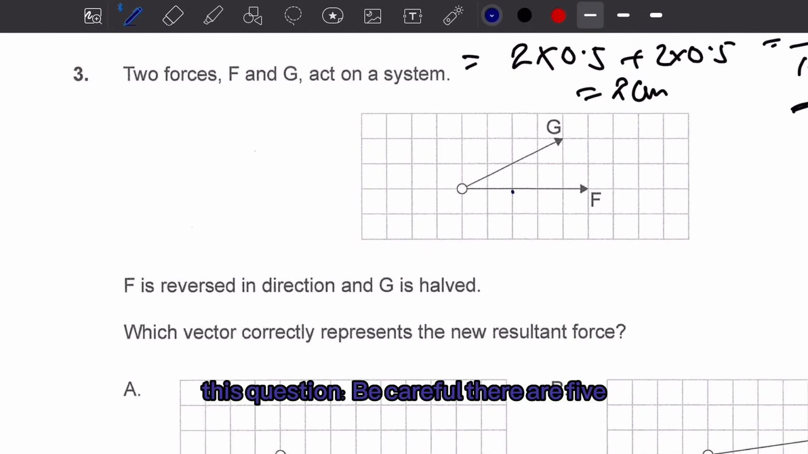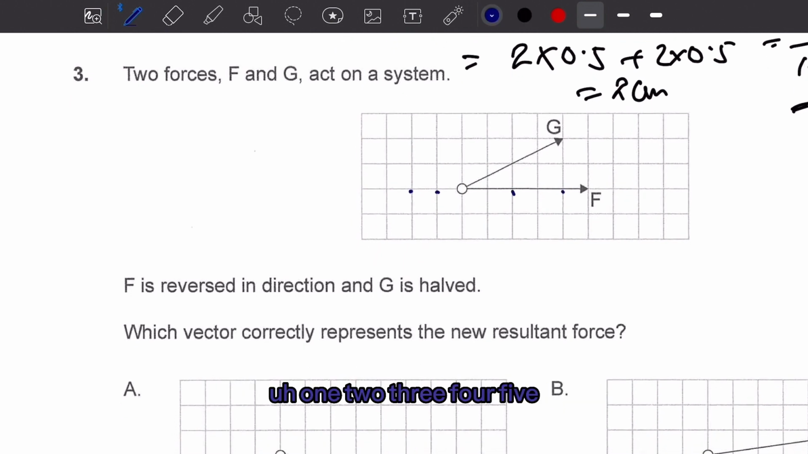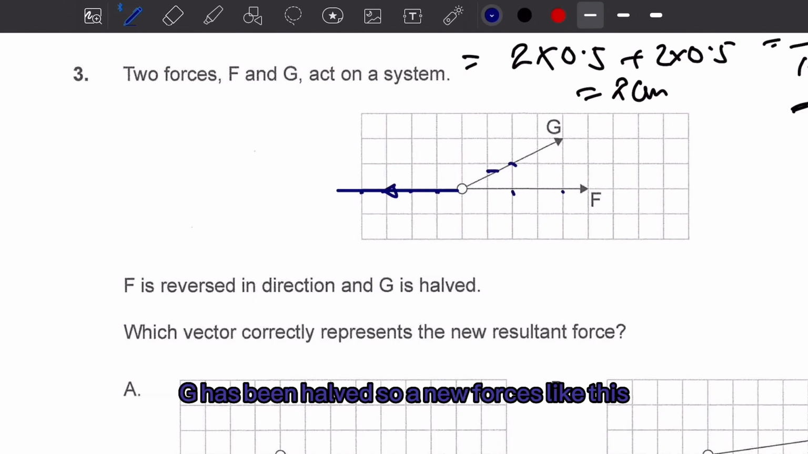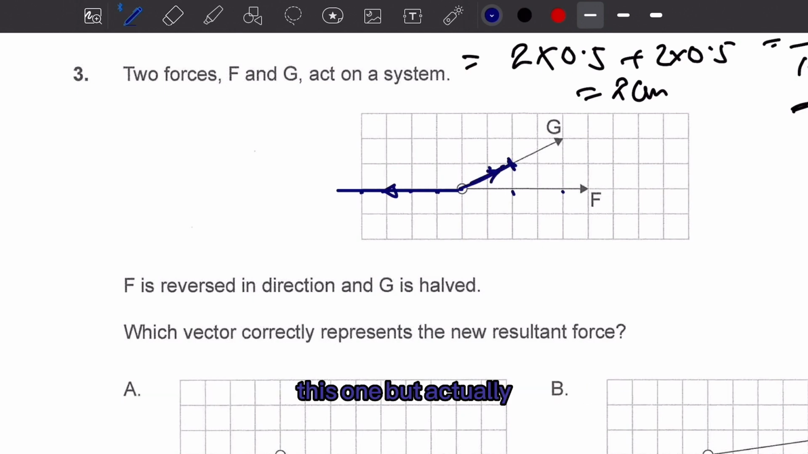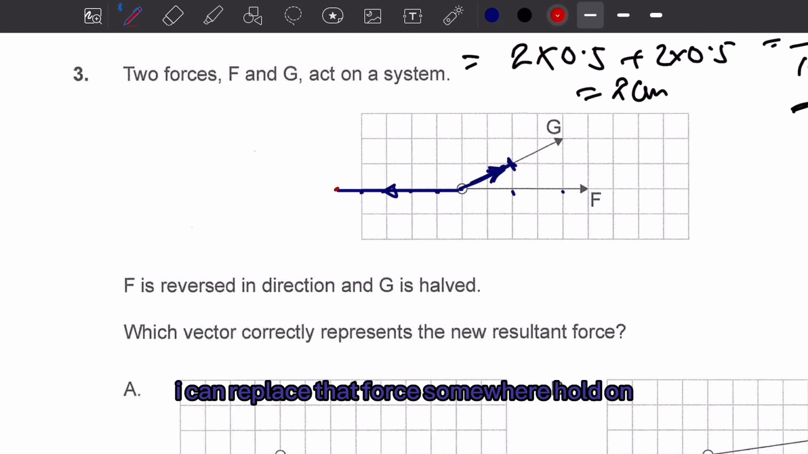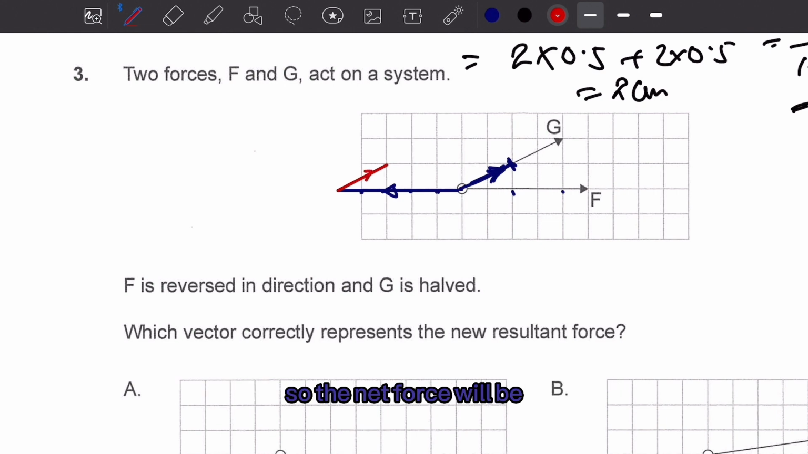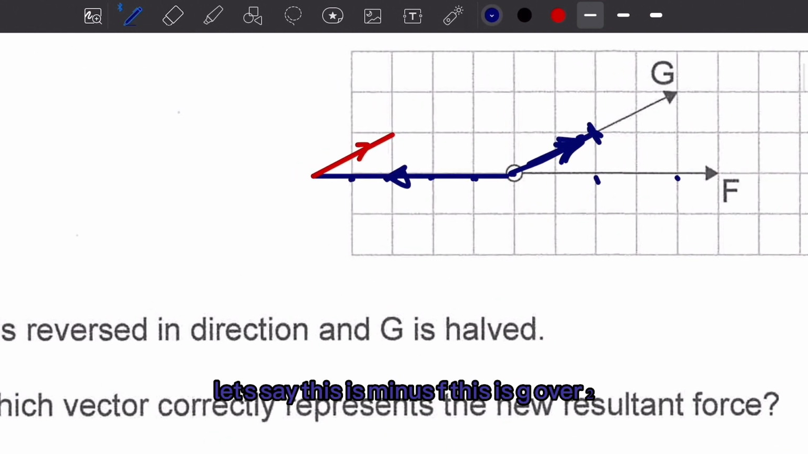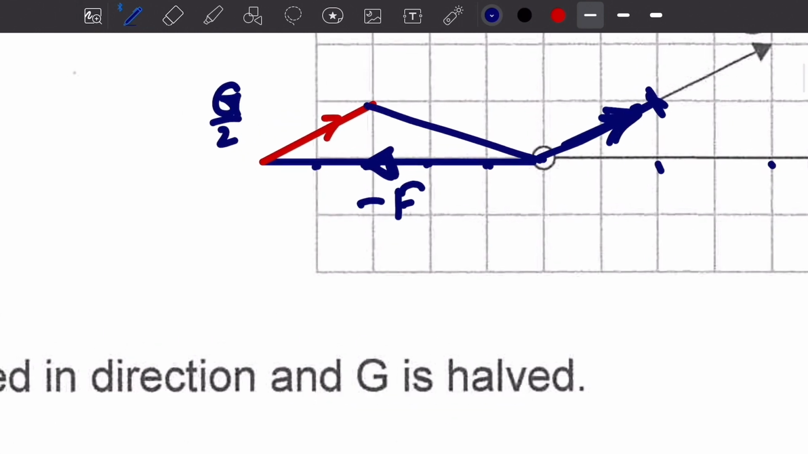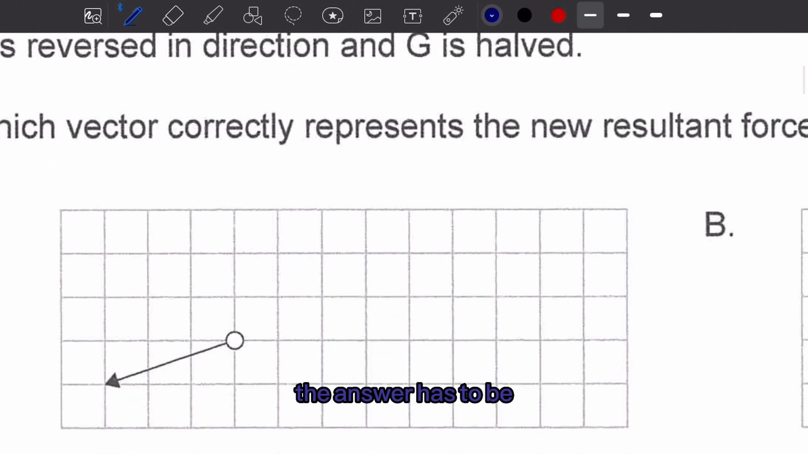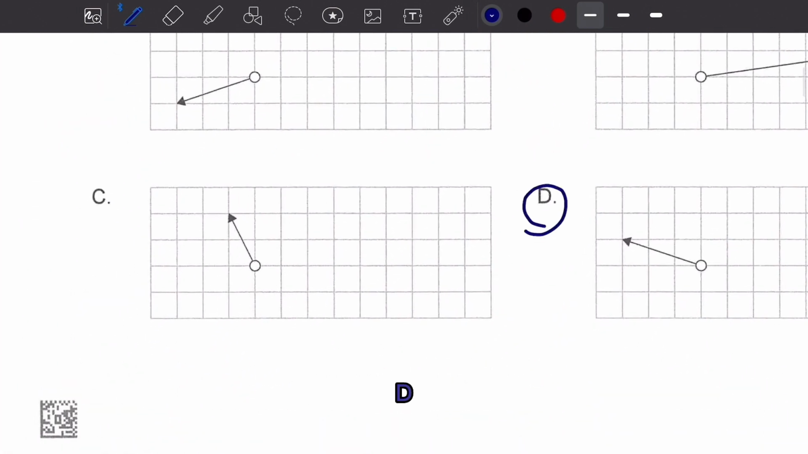This question, be careful, there are 5 options, 1, 2, 3, 4, 5. So now the force is like this. F has been reversed, G has been halved. So the new force is like this one. But actually I can replace that force somewhere. Hold on, let me think. Yes, somewhere here, like this. So the net force will be, let's say this is minus F, this is G over 2. So the net force will be from the starting point to the end point, this one. So the answer has to be D.